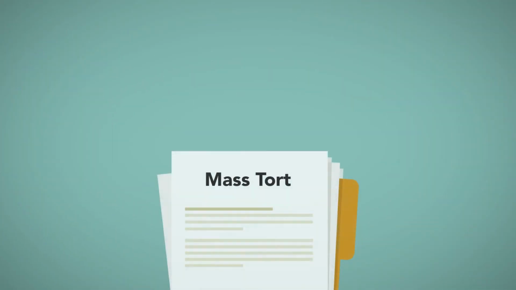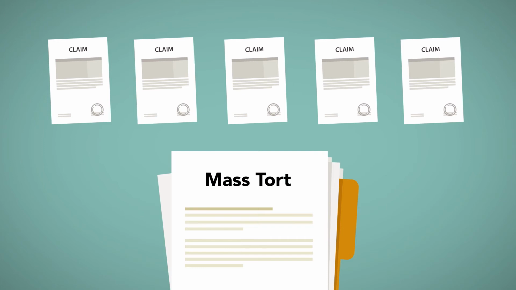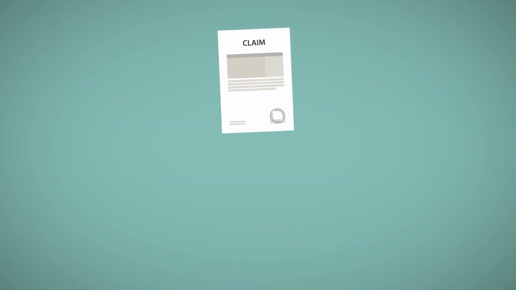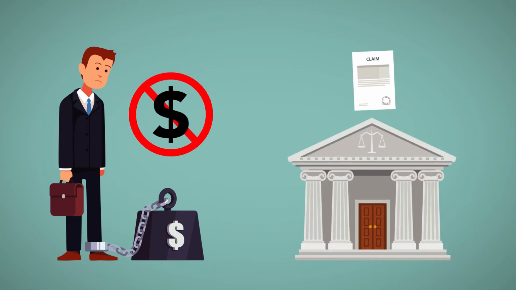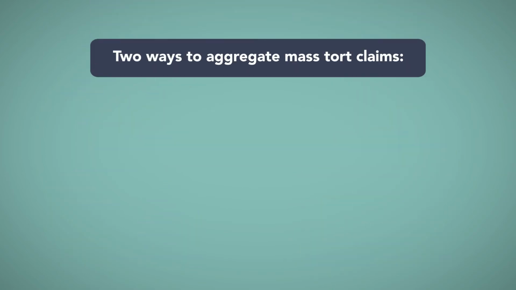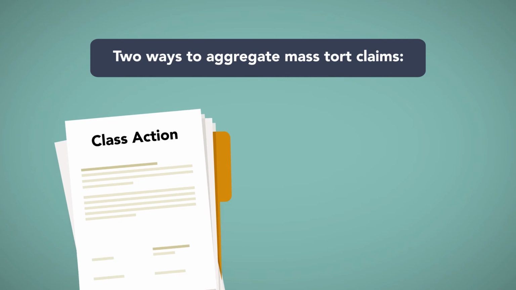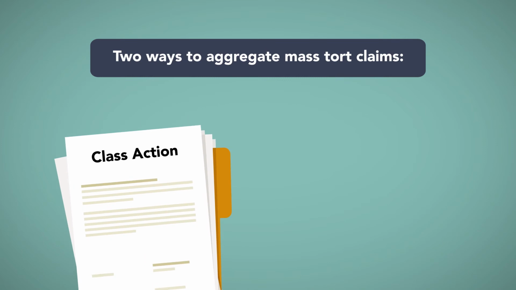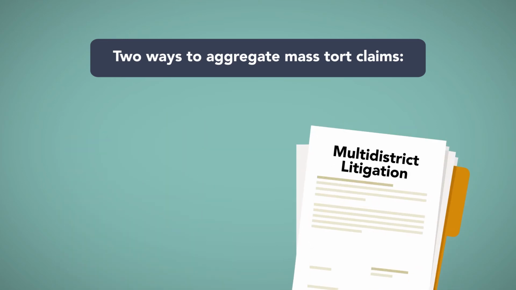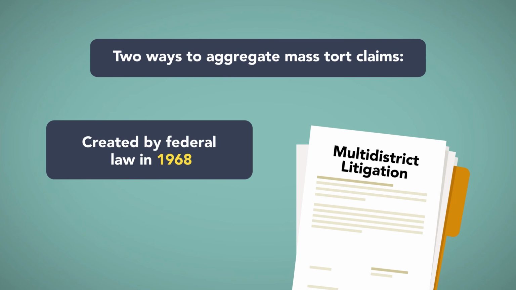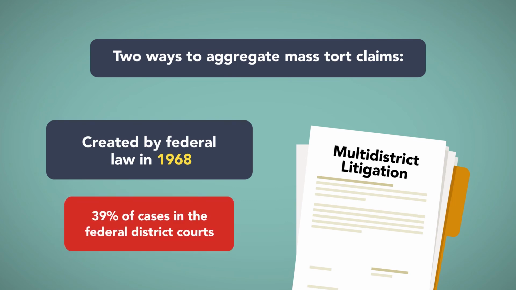It has seemed obvious to many courts that claims arising from these mass torts should be handled in an aggregate or collective way. If there were no way to treat them collectively, litigating each constituent claim separately probably would bankrupt the defendants with legal costs and other resources required to defend the claims, leaving no money to pay claims. It would also overwhelm the courts. Currently, there are two ways to aggregate such claims. The oldest and best known is the class action. But the most common way of handling mass torts in today's courts is through multi-district litigation, which was created by federal law in 1968. Currently, approximately 39% of cases in the federal district courts are part of MDL actions.